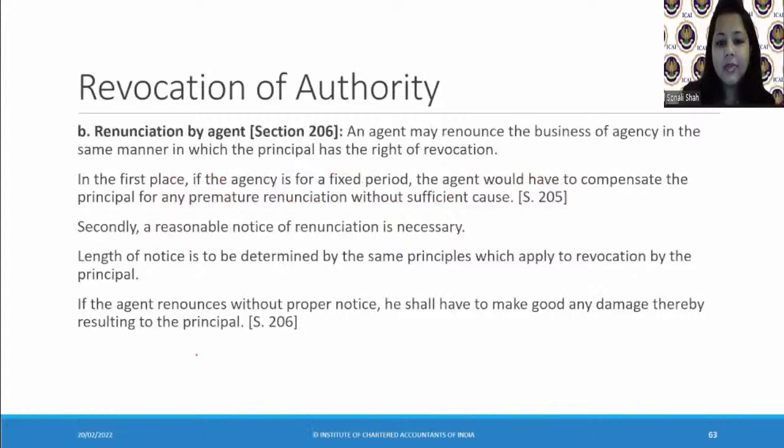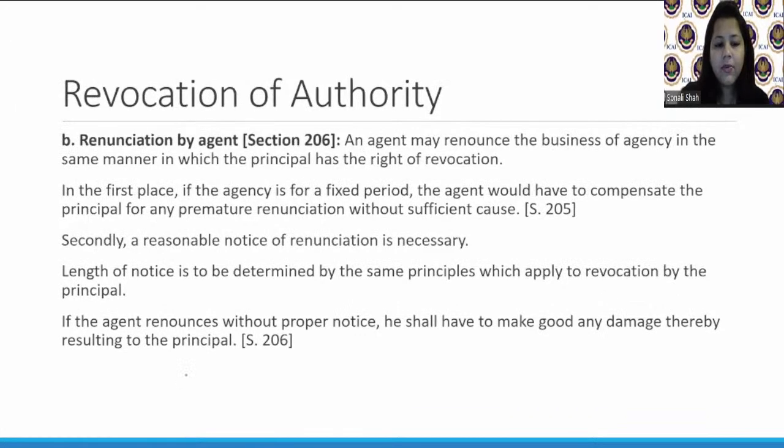Is that clear? Is this clear? Revocation and renunciation is clear to all of you?